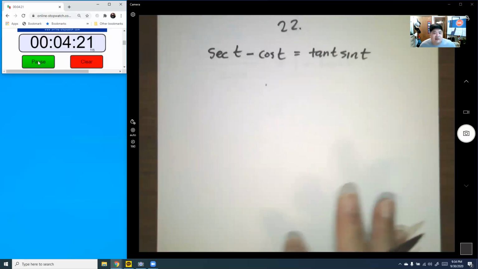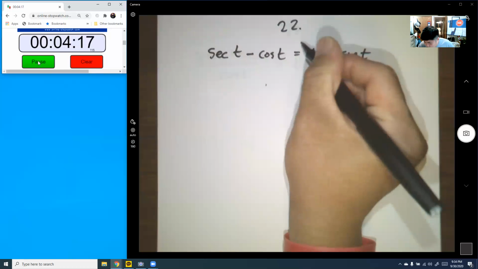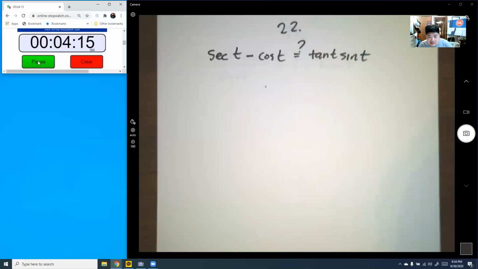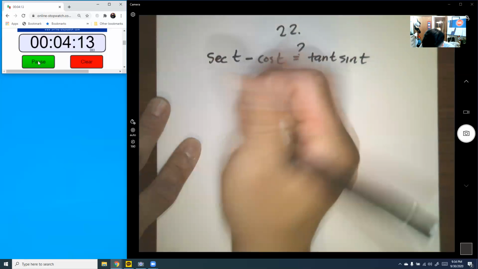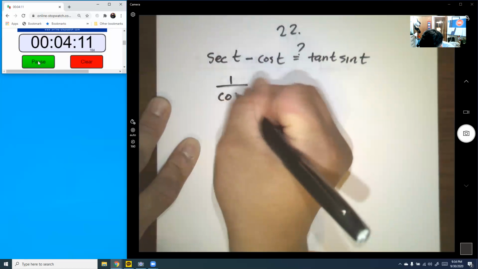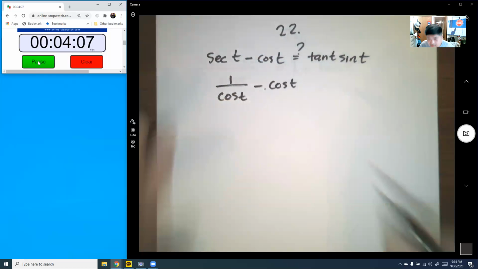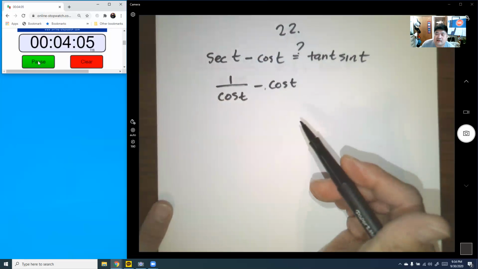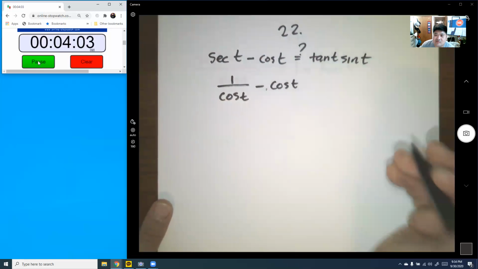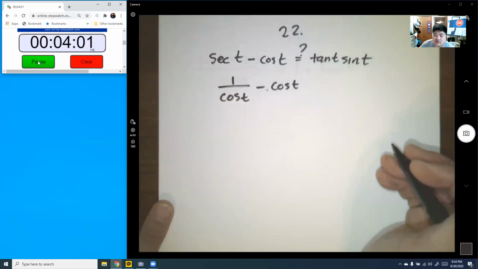All right, I have secant of t minus cosine of t. Does that equal tangent of t times sine of t? Well, secant of t is 1 over cosine of t, and minus cosine of t. All right, and this one might be a little bit harder, so look carefully at what is going on here.